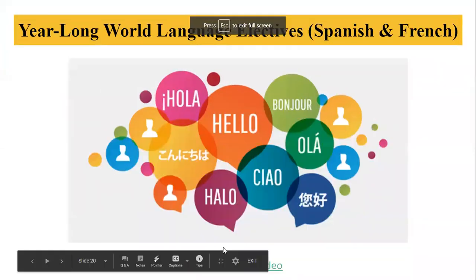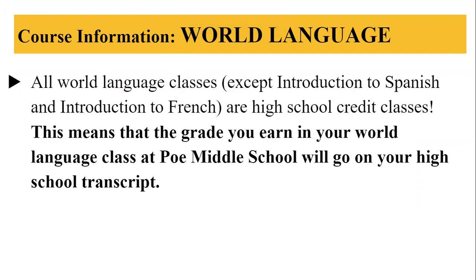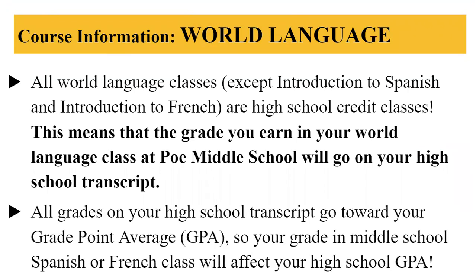So those were our world languages options, which are different depending on whether you are currently in 6th grade or 7th grade. So all world language classes, except the intro classes that you may have taken as a 6th grader, are high school credit classes. This means that the grade you earn in your world language class at Poe Middle School will go on your high school transcript. This means that one day when you're applying for jobs potentially, or certainly if you are applying to college, they will look at your transcript and be able to see what grade you received in this class. So it is very important.